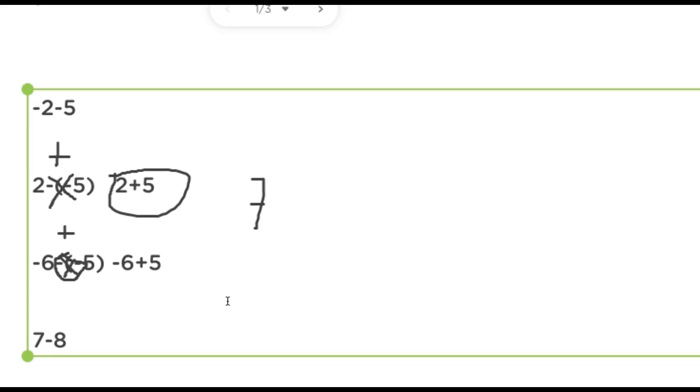Remember, those signs are different. Whenever those signs are different, you're going to be subtracting. Okay? So you're basically looking at a 6 minus 5 now. 6 minus 5, which is 1. But the sign of the 6 is bigger, so that's really a negative 1.